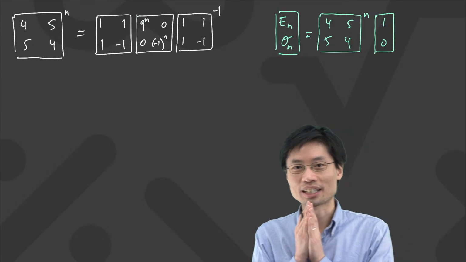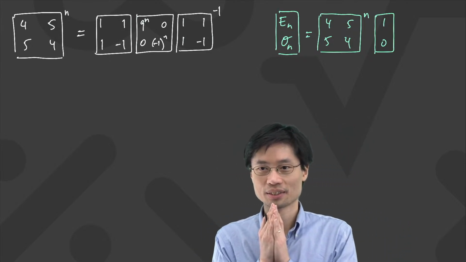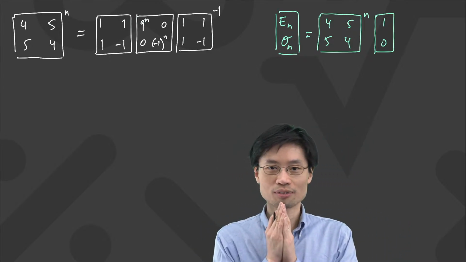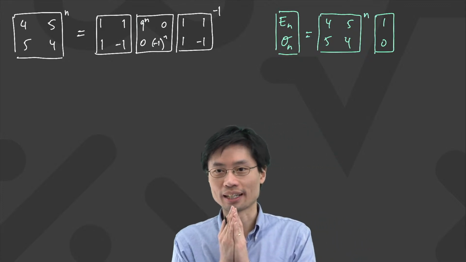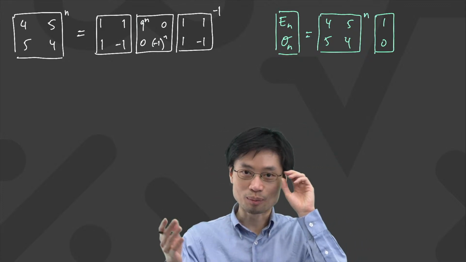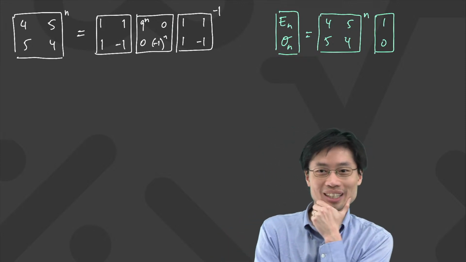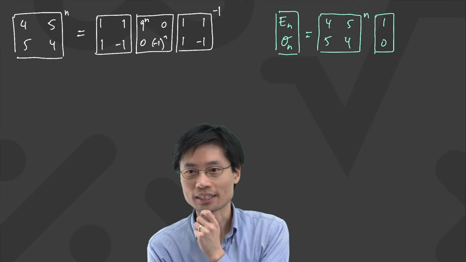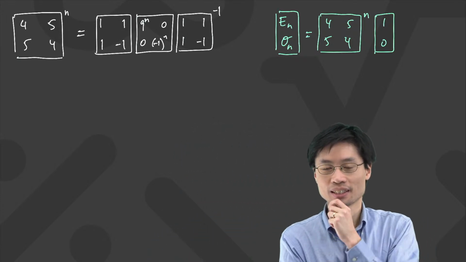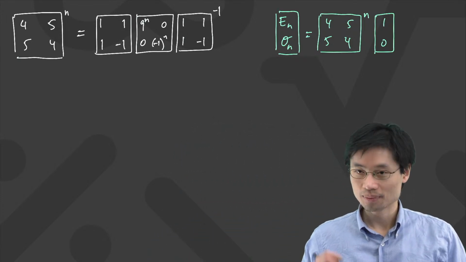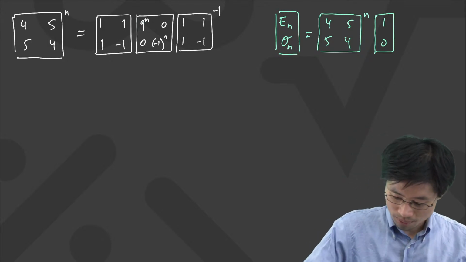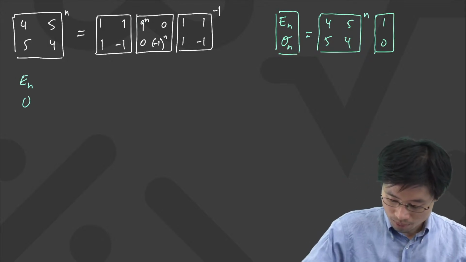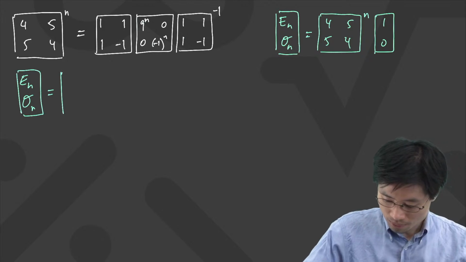Can anyone else suggest for me what to do next? We're only a few steps away from getting EN. I want to let more people participate. Anyone else want to throw in an idea of what to do? Venkatesh. You can substitute that expression in, and then now you can work out the matrix products, because you'll have 1, 1, 1 minus 1 inverse times 1, 0. Yeah.